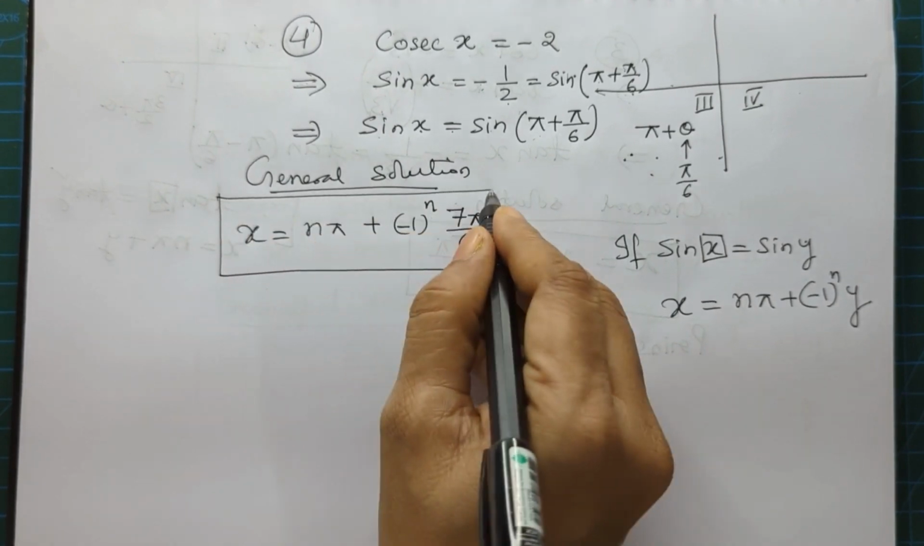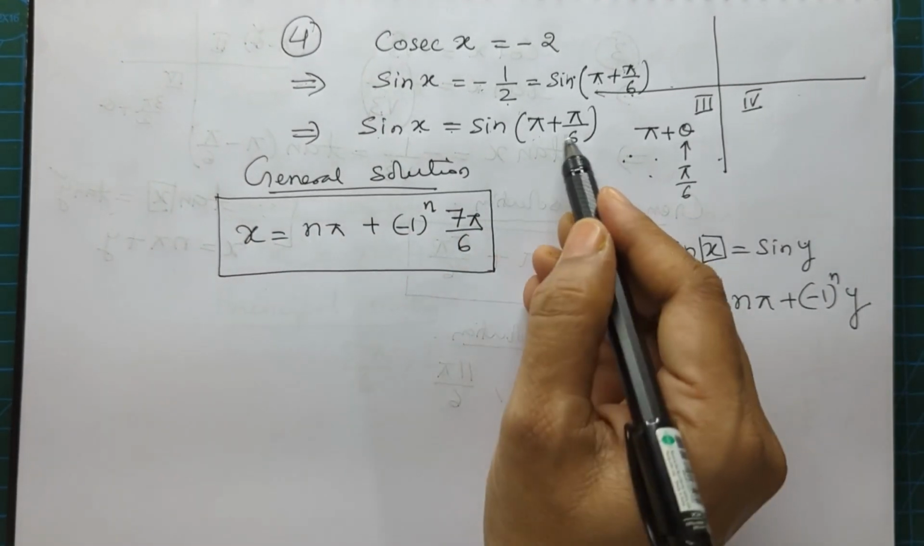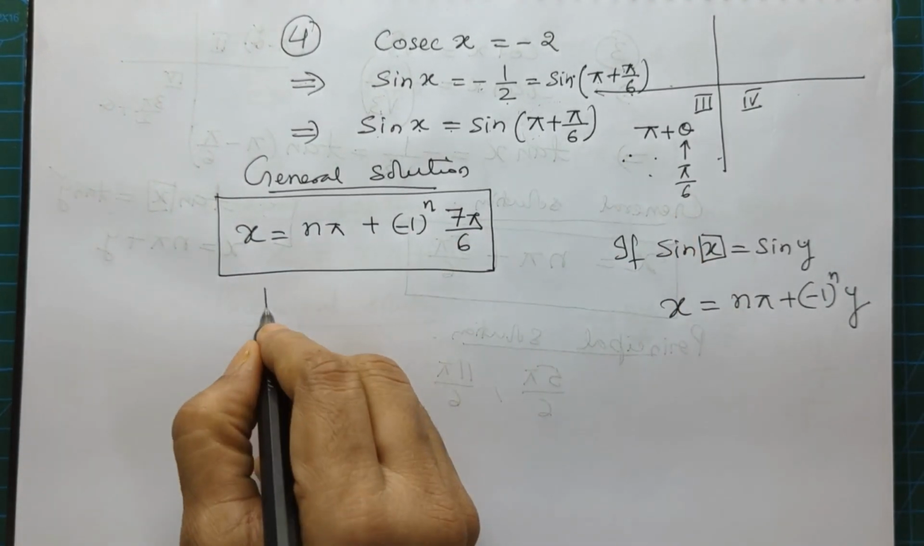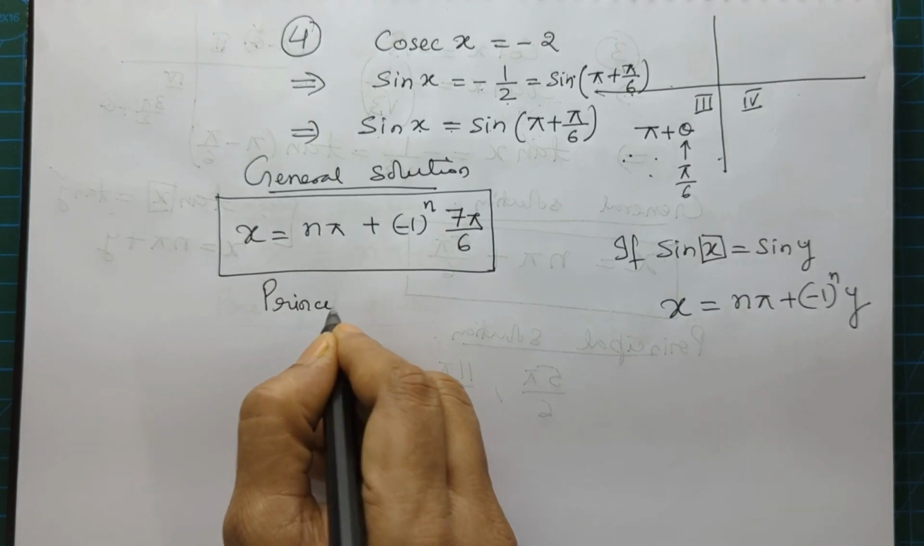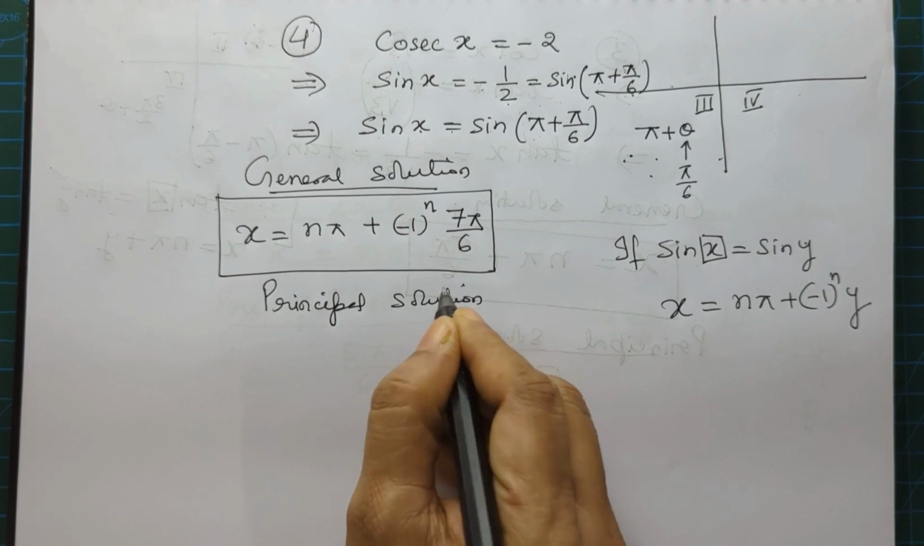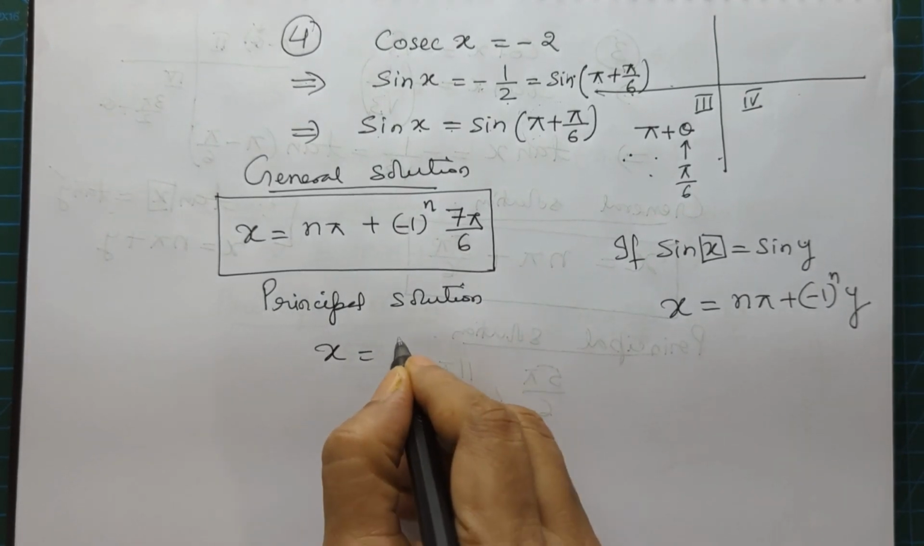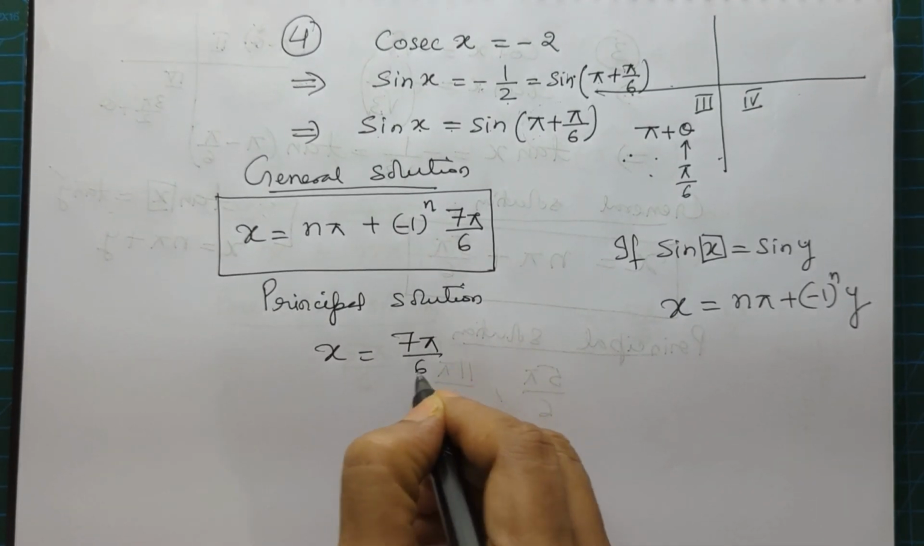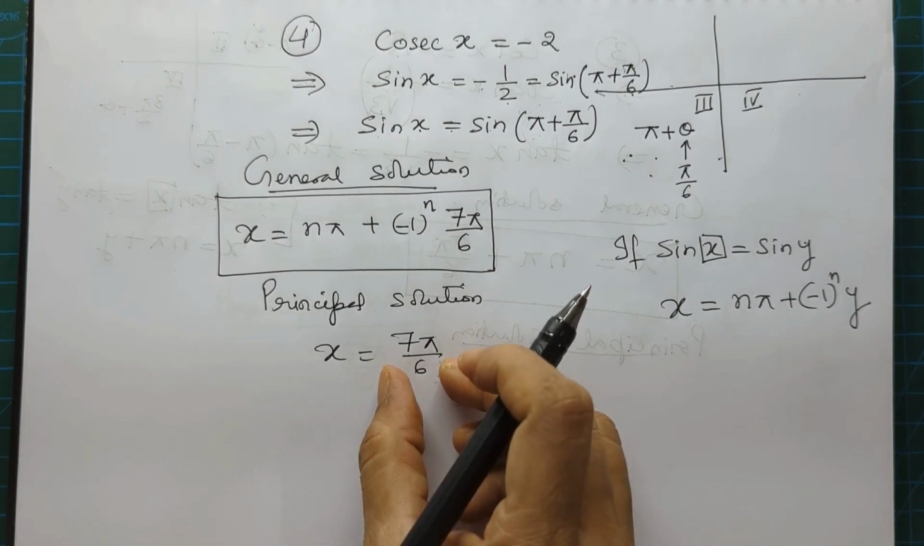Then what is the principal solution? The principal solution is this angle itself. Principal solution is x is equal to 7 pi by 6, since this angle lies between 0 up to 2 pi.